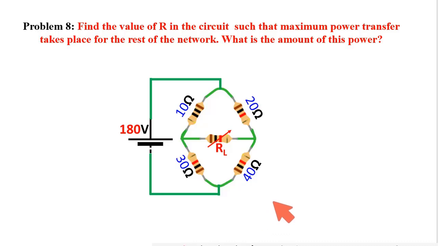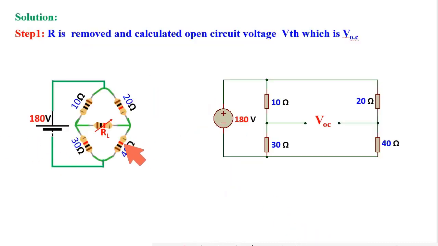Problem 8. We need to find out the value of load resistance RL to get maximum power from the source, and also I need to find maximum power at load. I am following the maximum power transfer theorem. I need to remove this load resistance to get the open circuit voltage.